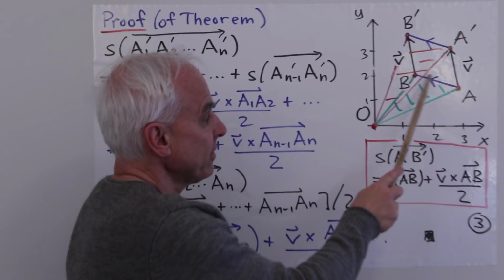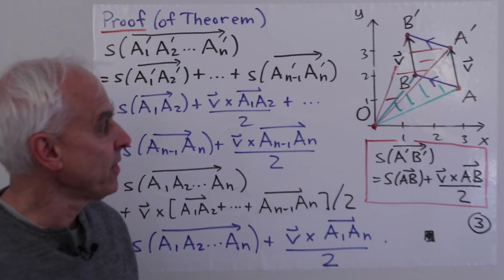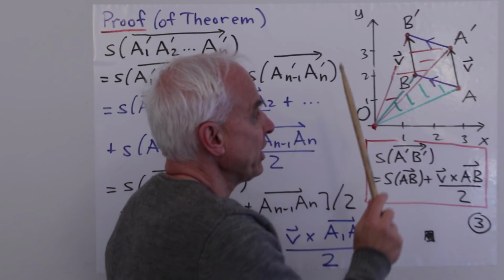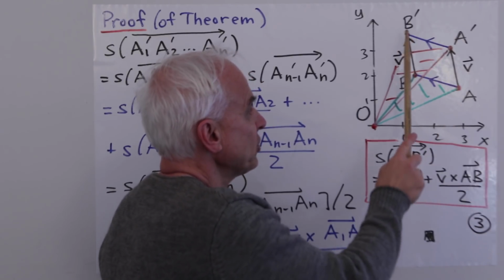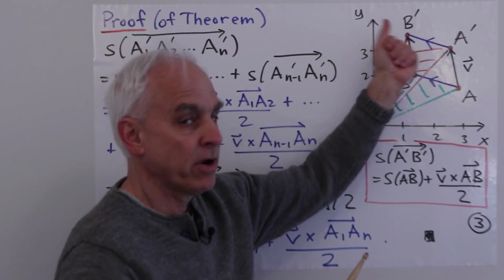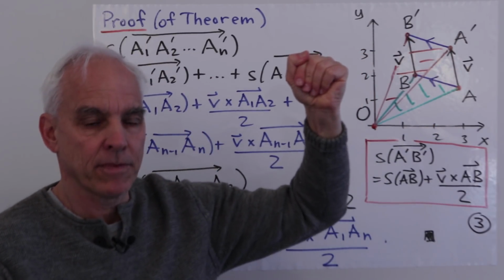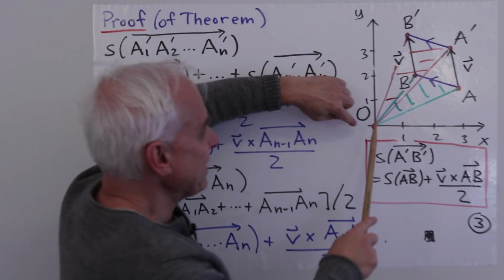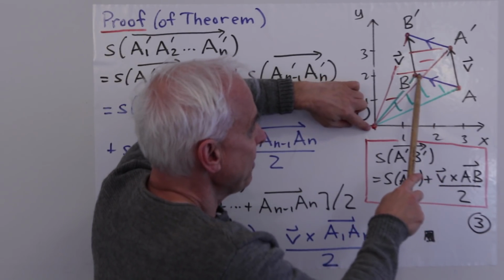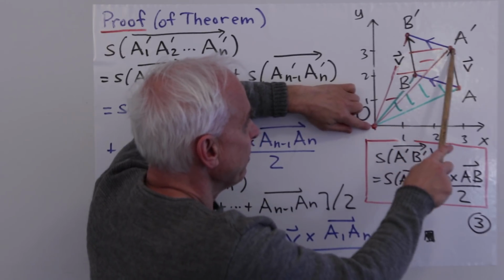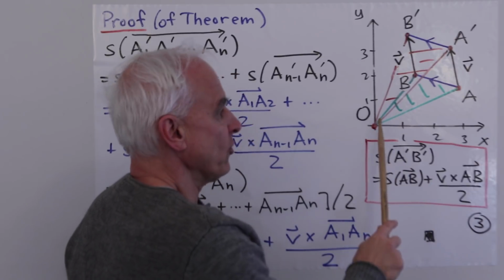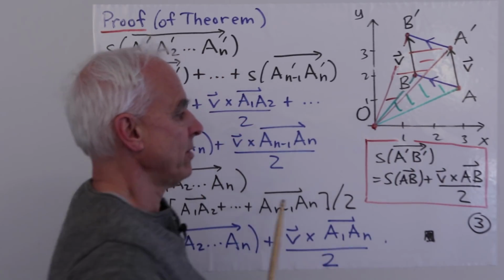Here we have oriented edge AB, and we're translating by V. So we go V in that direction to get A prime, we go V in this direction to get B prime. So we've gone from the oriented edge AB to the oriented edge A prime B prime. And what we're interested in is relating the signed area of the original spline AB with the signed area of the new spline A prime B prime. So the relationship between the green triangle and the red triangle.